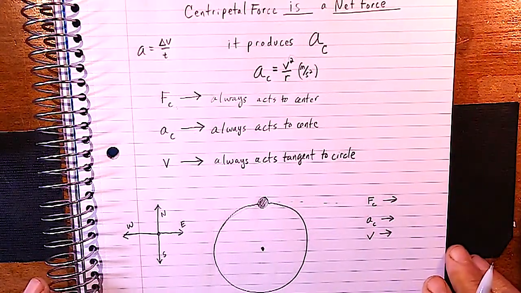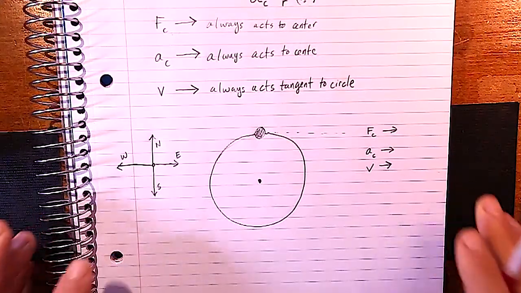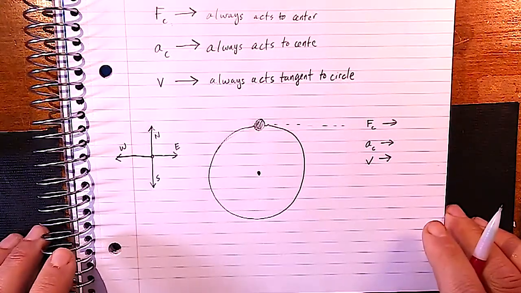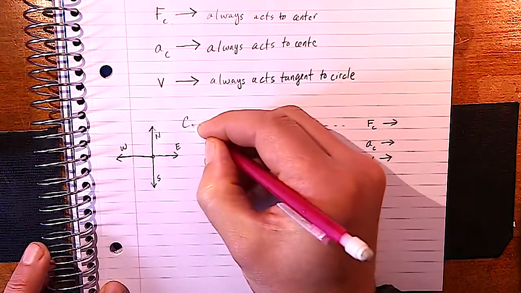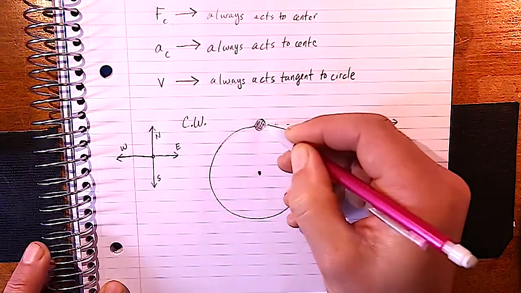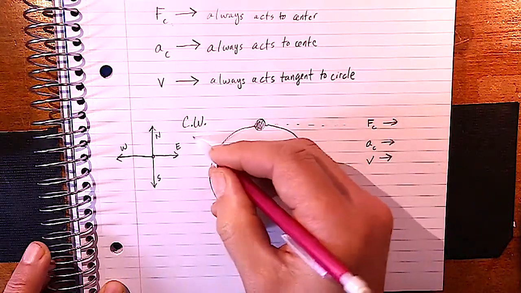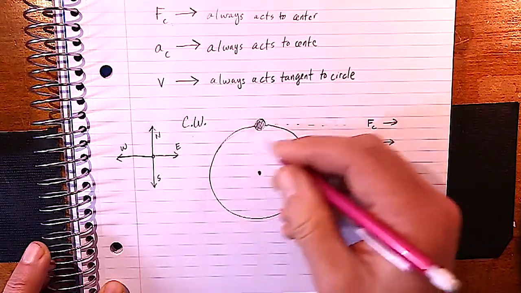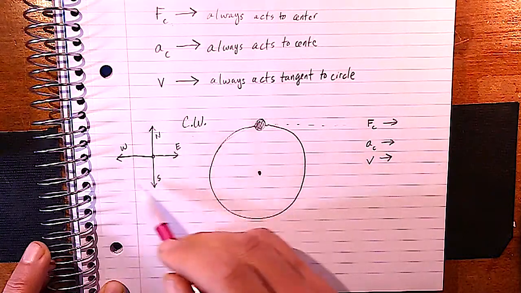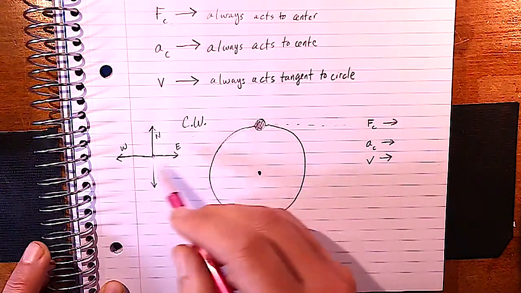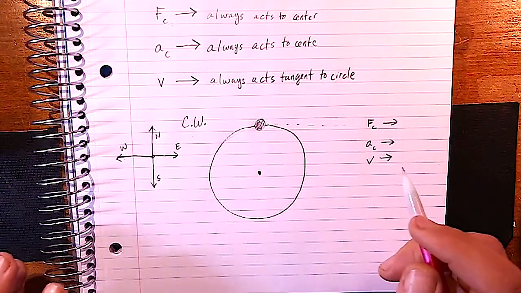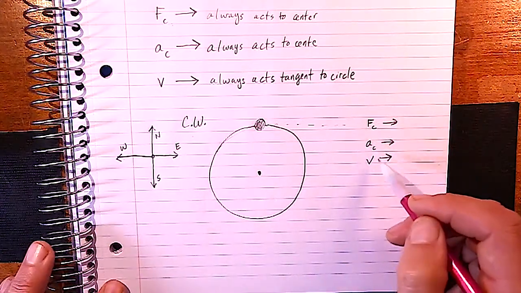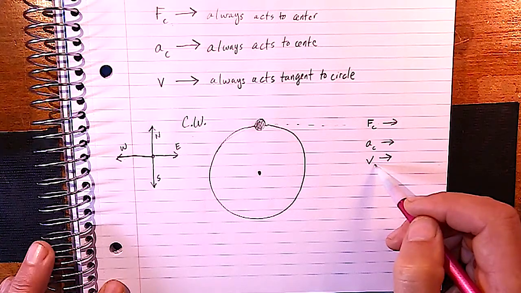So let's look at a circle here, and we'll do this as an example problem. And let's say that the ball is traveling around in a circle clockwise. So it's cruising around in this direction. And we're defining our directions of north, south, east, west off to the side here. And let's look at the directions that FC, AC, and V are going to act in.